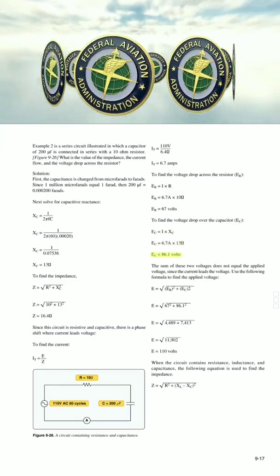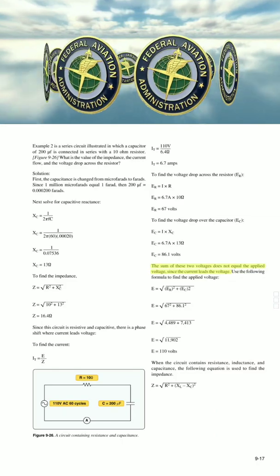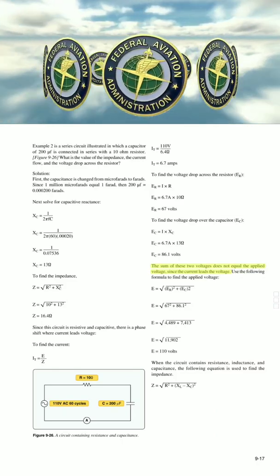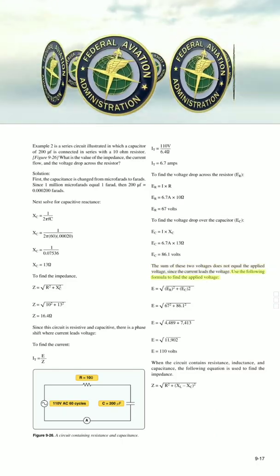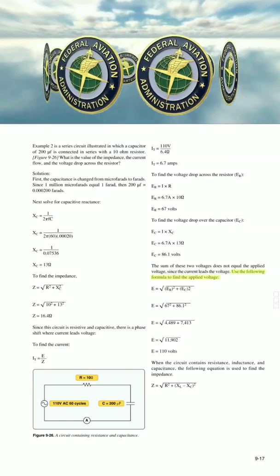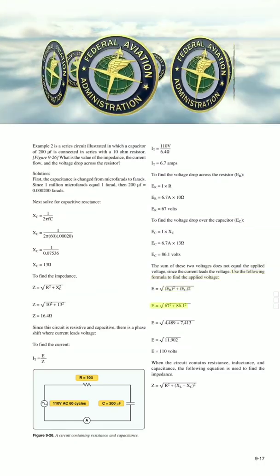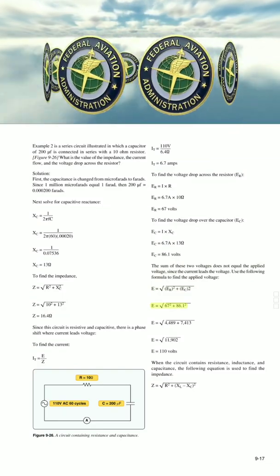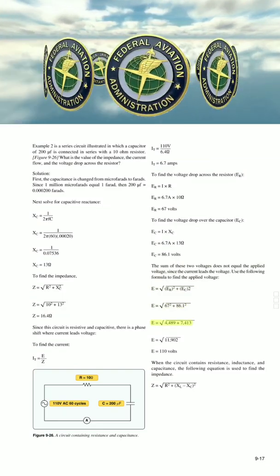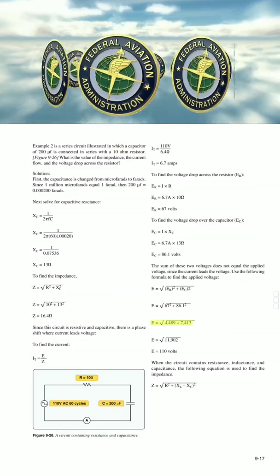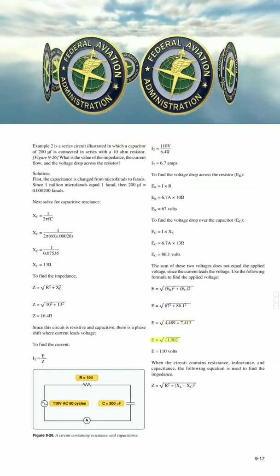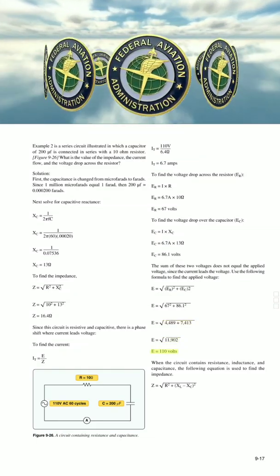EC equals 86.1 volts. The sum of these two voltages does not equal the applied voltage, since the current leads the voltage. Use the following formula to find the applied voltage. E equals the square root of ER squared plus EC squared. E equals the square root of 67 squared plus 86.1 squared. E equals the square root of 4,489 plus 7,413. E equals the square root of 11,902. E equals 110 volts.